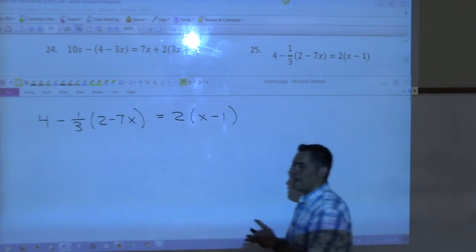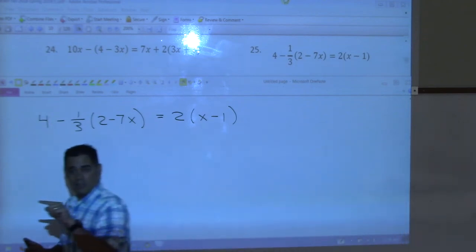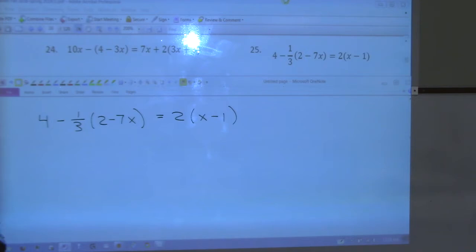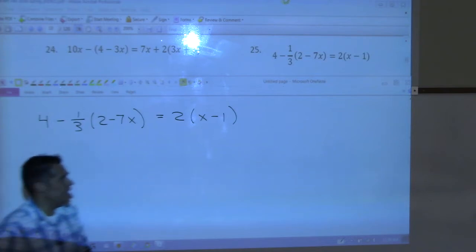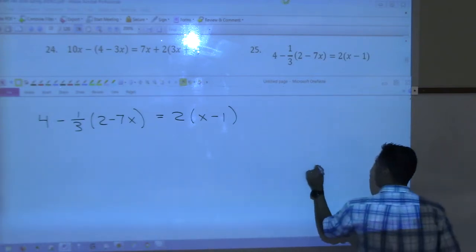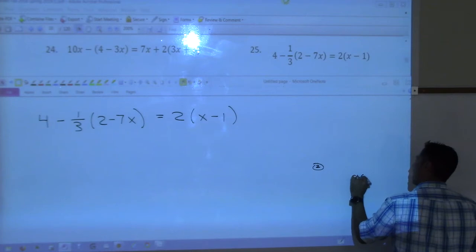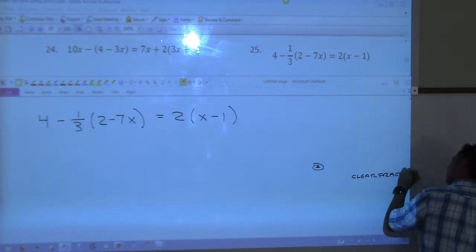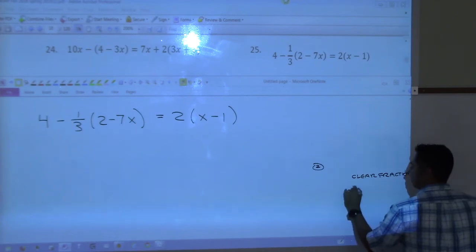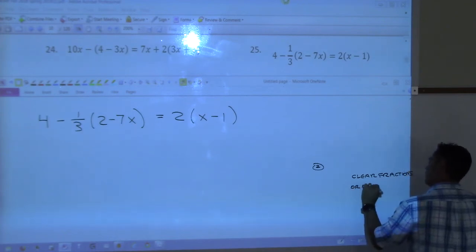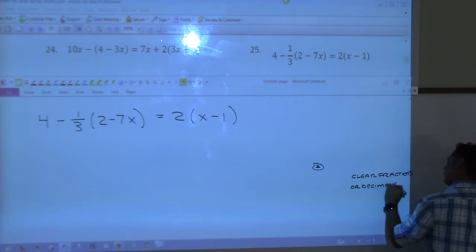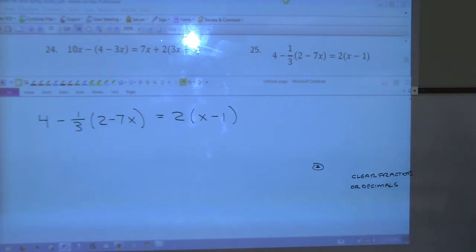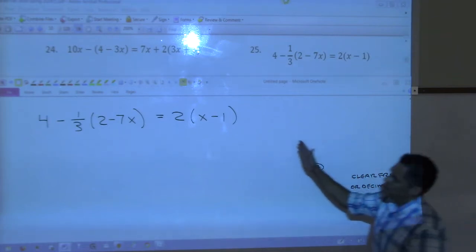Remove parentheses, exponents, etc. We're going to add something to that. We're going to add clearing fractions or decimals. So on that step 2, where I had the etc. in there, I want you to put clear fractions and/or decimals. Clear fractions or decimals. So look at this right here.